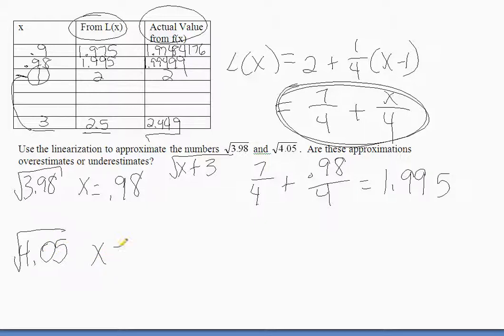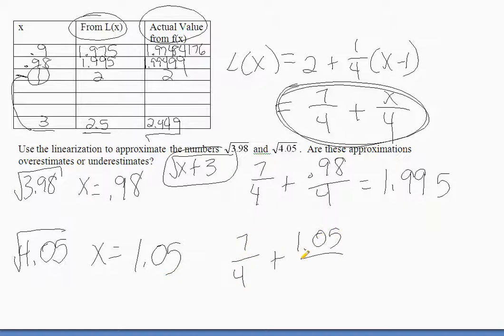Okay? And then I could do the same thing for the square root of 4.05. What's the actual x value based on the function? It would be 1.05. So I'd be plugging 1.05 into your linearization. And I get 2.0125.